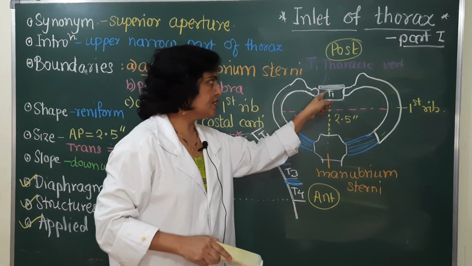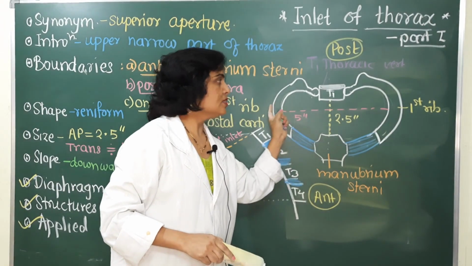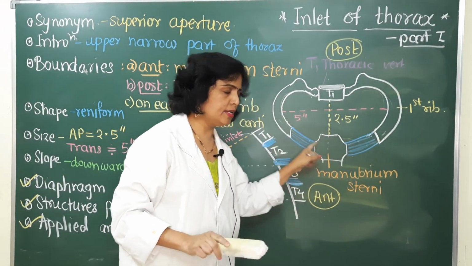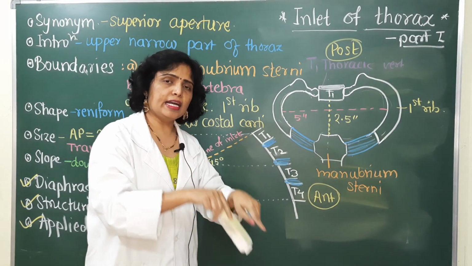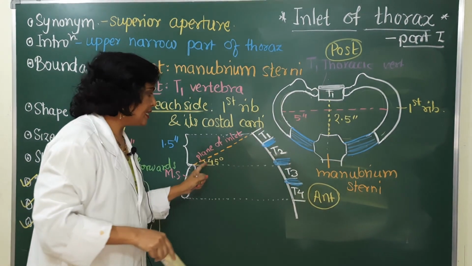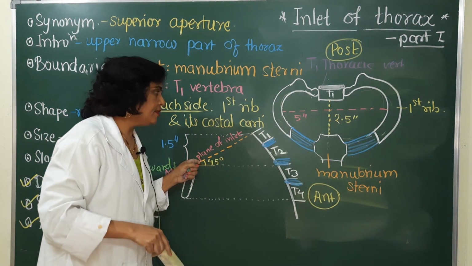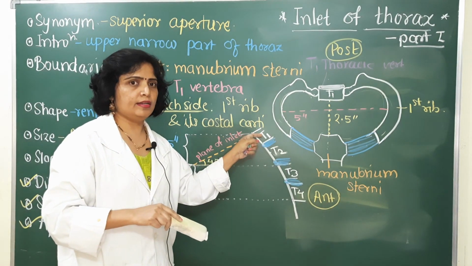Size or dimensions, anteroposterior diameter is 2.5 inches, transverse is 5 inches, double the anteroposterior diameter, and then the slope of the inlet is directed downwards and forwards, and it makes an angle of 45 degrees with the horizontal in such a way that its anterior part is 1.5 inches lower than its posterior end.